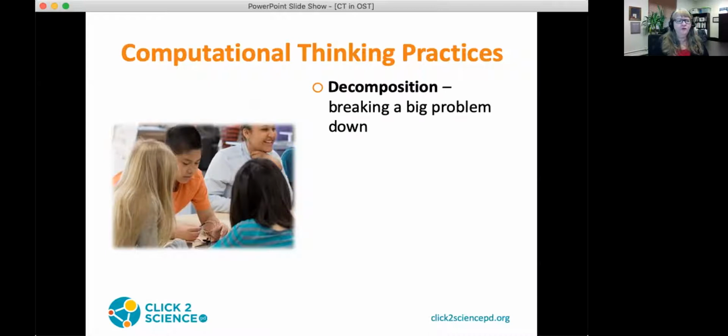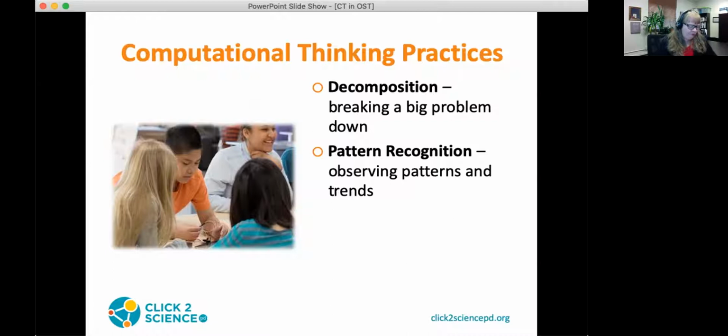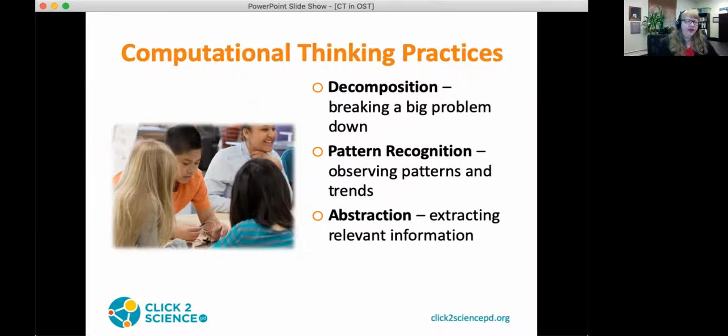So the first one is decomposition. And that's breaking a big problem down into smaller problems and hopefully easier to solve problems. Pattern recognition is observing patterns, trends, or regularities in a problem, in information, in data. Abstraction is identifying and extracting or pulling out the relevant information that helps define your problem and makes it easier to get to the core of the information or problem that you're trying to solve.